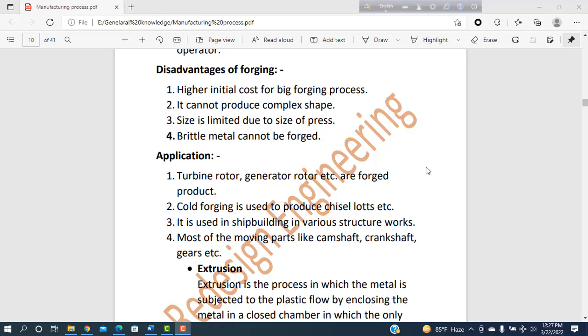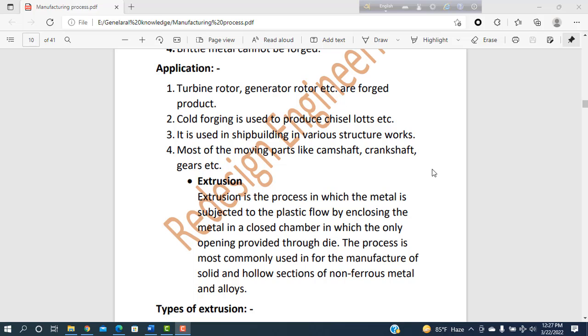Application: turbine rotors, generator rotors, etc. are forged products. Cold forging is used to produce chisels, bolts, etc. It is used in shipbuilding and in various structure works. Most of the moving parts like camshaft, crankshaft, gear, etc. are forged.